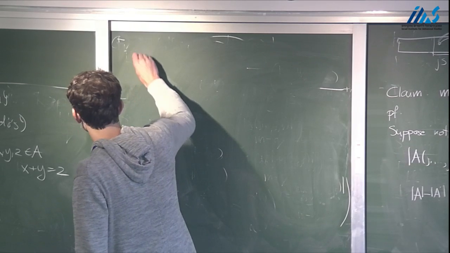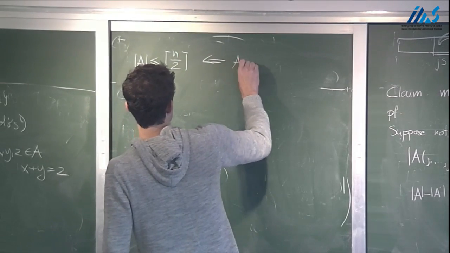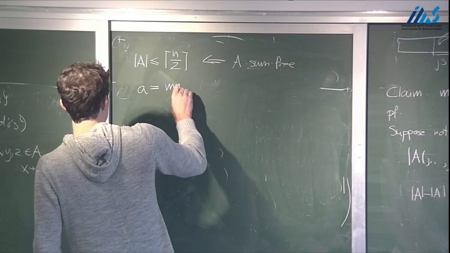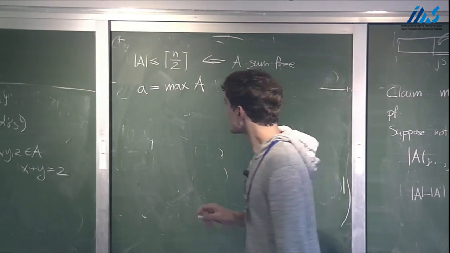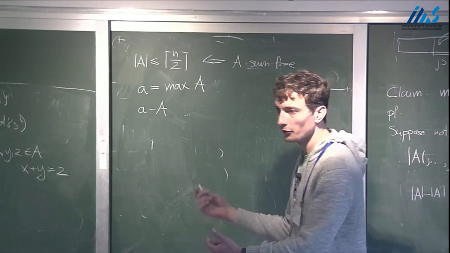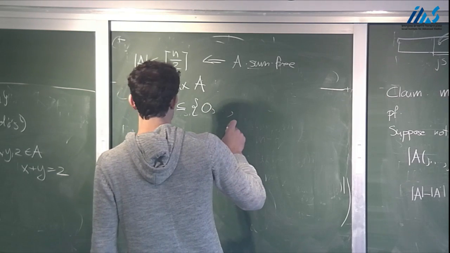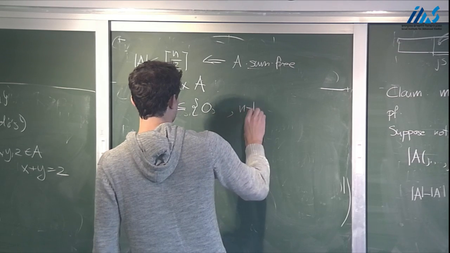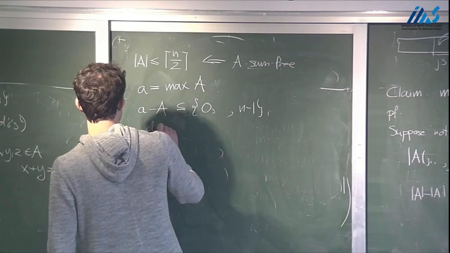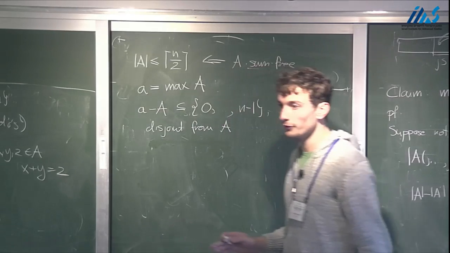So now I'm going to also prove to you that |A| is at most the ceiling of n over 2, if A is sum-free. For this, let little a be the largest element, and look at the set a minus A. So I subtract from a each element of A, so I get |A| elements. And this is contained in the set 0 to n minus 1. But the crucial part is that this is disjoint from the set A itself.